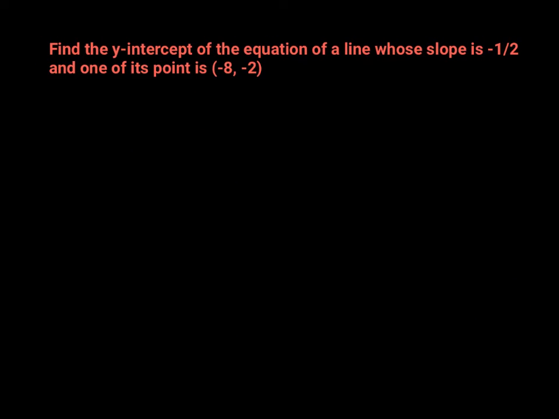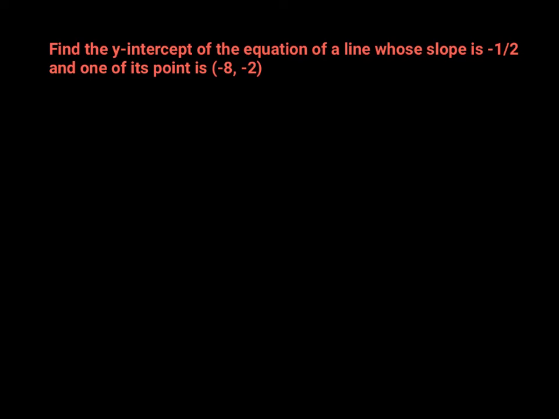Find the y-intercept of the equation of a line whose slope is negative 1 over 2 and one of its points is negative 8 comma negative 2. Before we find the y-intercept, we need the equation of the line in the slope intercept form. To find the equation of the line in slope intercept form, we're going to use the point slope form of linear equation to arrive at that. So let's try and do that.